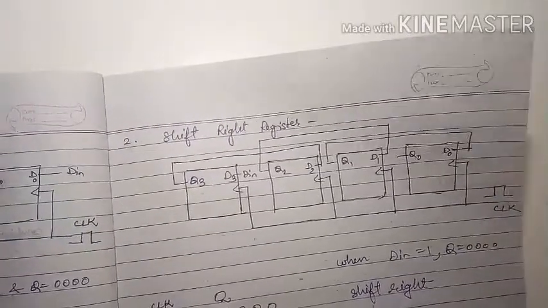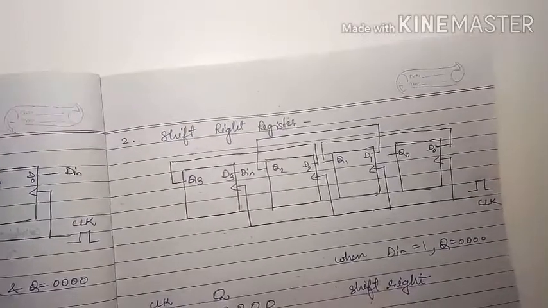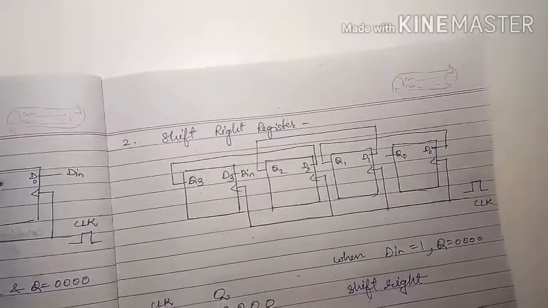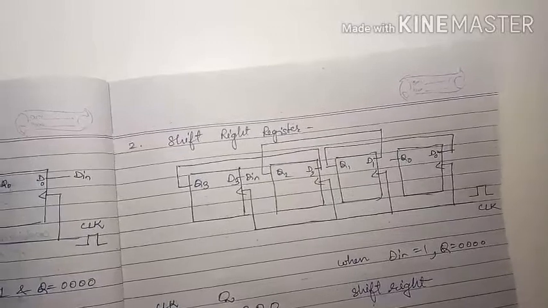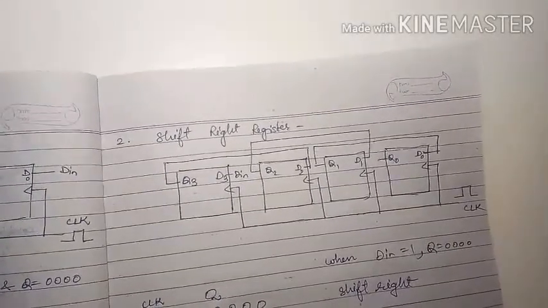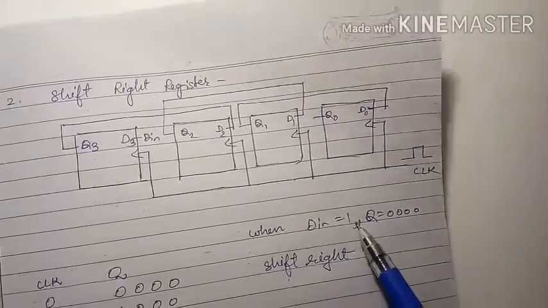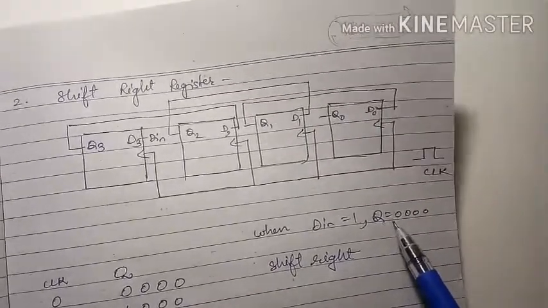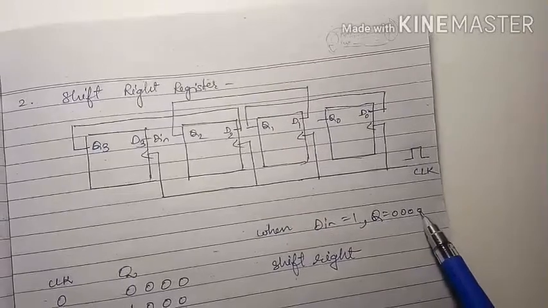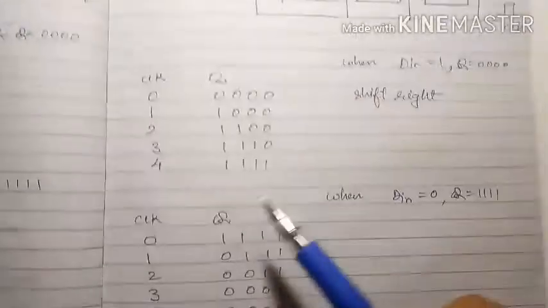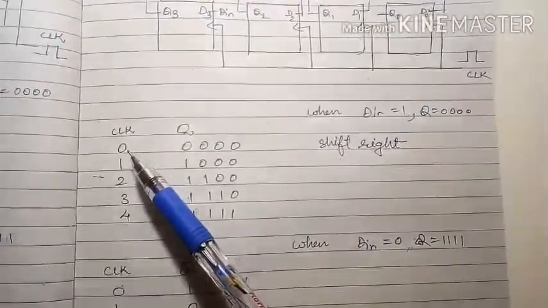Now we will see how the shift right operation is performed. Consider the case when D in is equal to 1 and Q is equal to 0 0 0 0. So let us see how it is done.